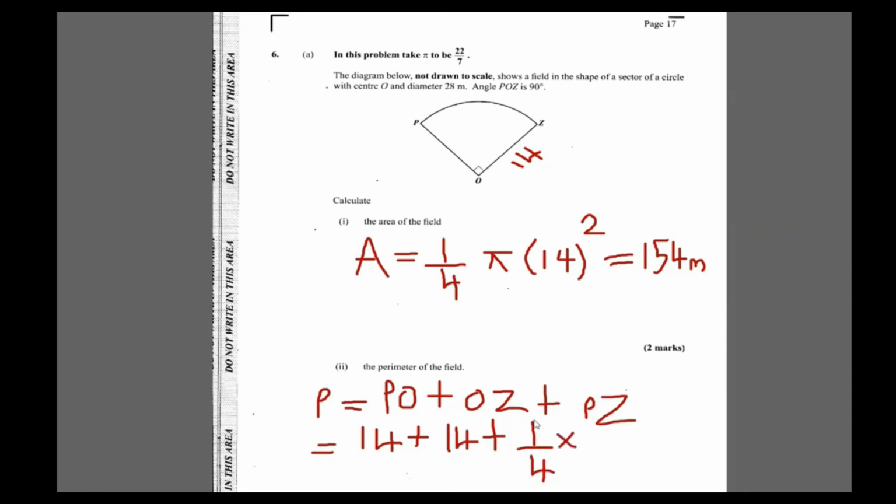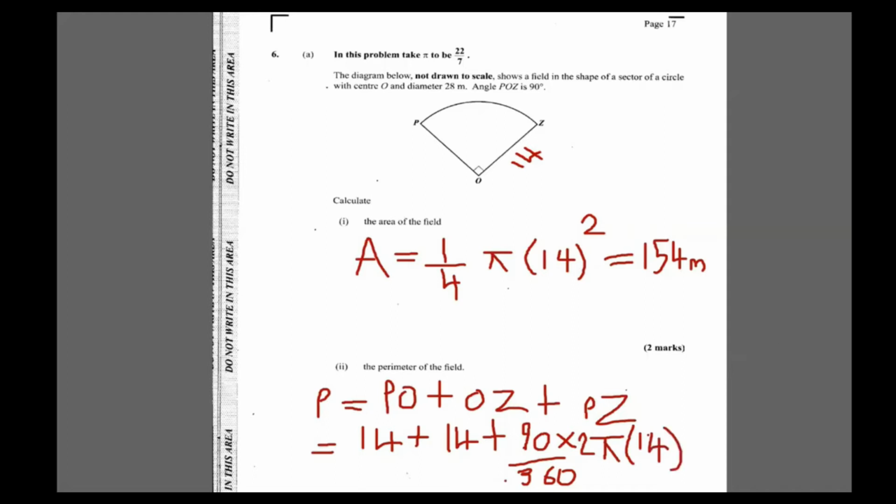If you don't understand where I got this quarter, let me write it out. We're just using the length of an arc formula. It's theta over 360. What is theta? 90. So it's 90 over 360, multiplied by 2 pi r, sorry, 2 pi r for circumference. What is r? R is 14, so 2 pi times 14.